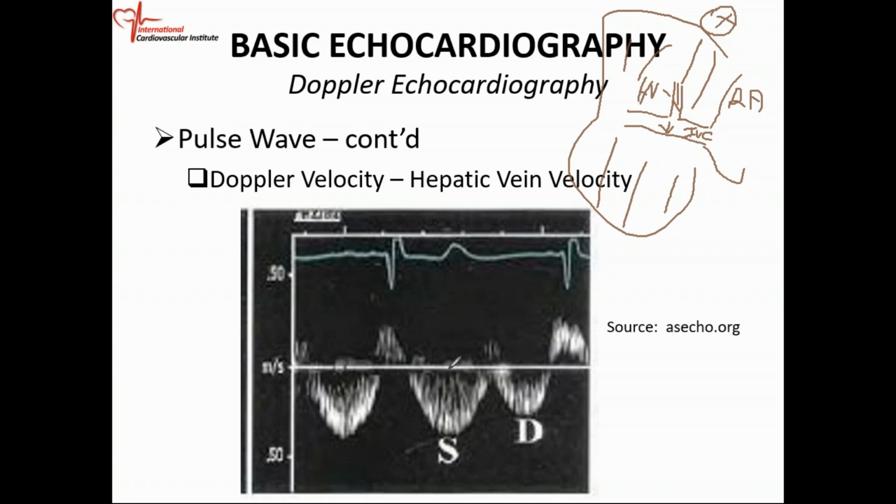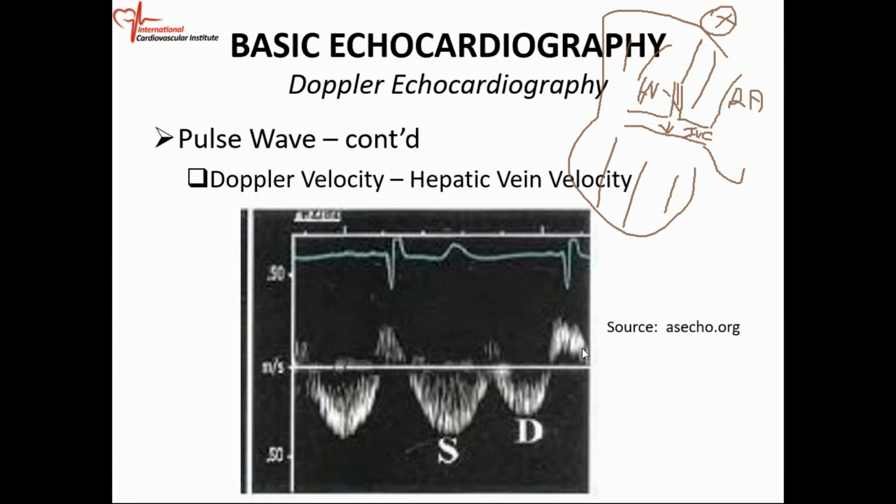Okay? There are two components. You have a systolic component and a diastolic component, and then an atrial reversal. So this is what your hepatic vein flow looks like. Systolic component, which is from the onset of the QRS to the end of the T wave. The envelope is below the baseline. So you have a systolic component, a diastolic component, and then we call this the atrial reversal.